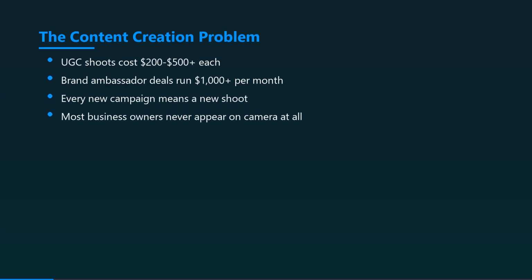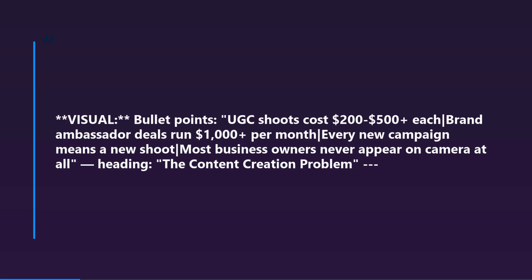Here is the problem that anyone who creates content for a business runs into. You need a human face. Not a logo, not a stock photo, an actual person to represent your brand, demonstrate your product, or show up in your ads. And getting that content is expensive. A single UGC shoot can cost hundreds of dollars. A brand ambassador deal costs even more. And every time you need new content for a new product or a new campaign, you are back to square one, booking shoots, coordinating schedules, and paying again.